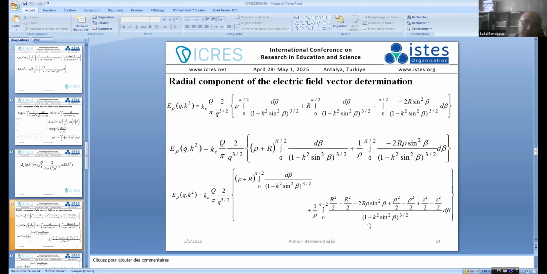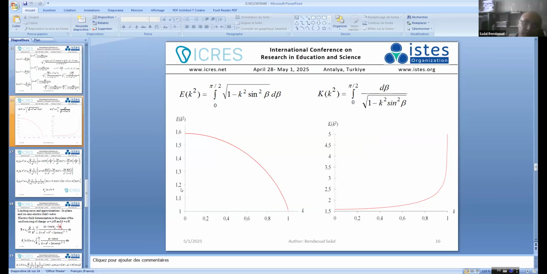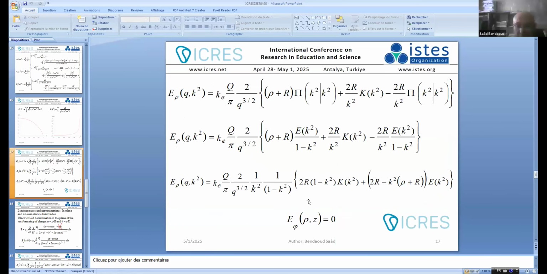Finally, we make the calculation. We found the complete elliptic integral of the second kind, the elliptic integral of the first kind. Their plots are here. And we make the replacement, and after we found the mathematical expression of the radial component of the electric field. But the azimuthal component is 0. We show this here. And those are the components of the electric field.